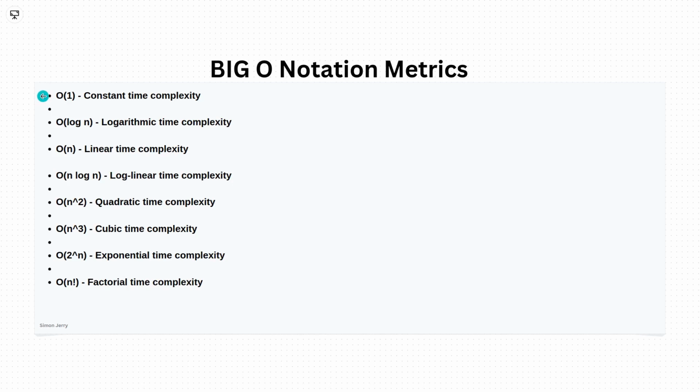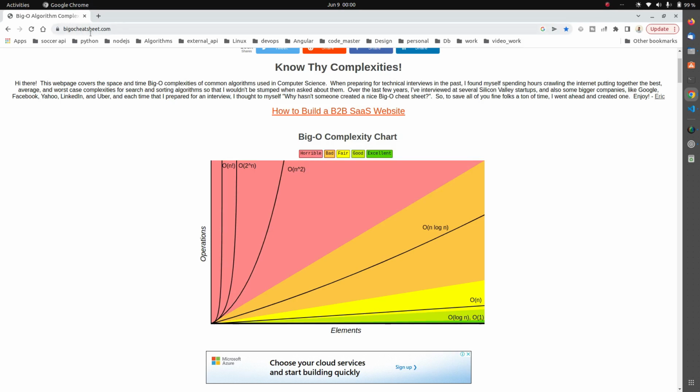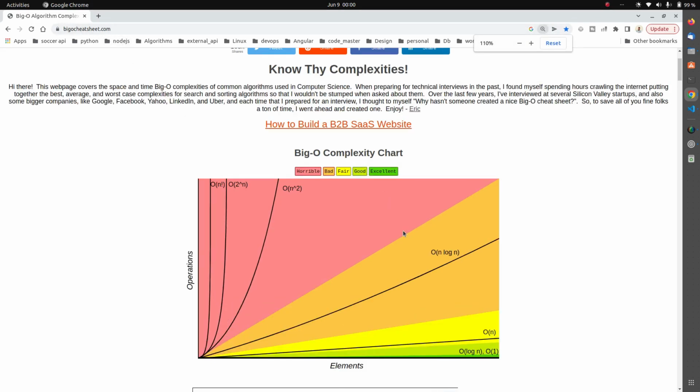This list is arranged from the best performance to the horrible performance. So I want you to take note of it. From O of 1 down, these go from the best performance to the horrible performance. To see this with more clarity, we can visit the big O cheat sheet. So let us look at this.